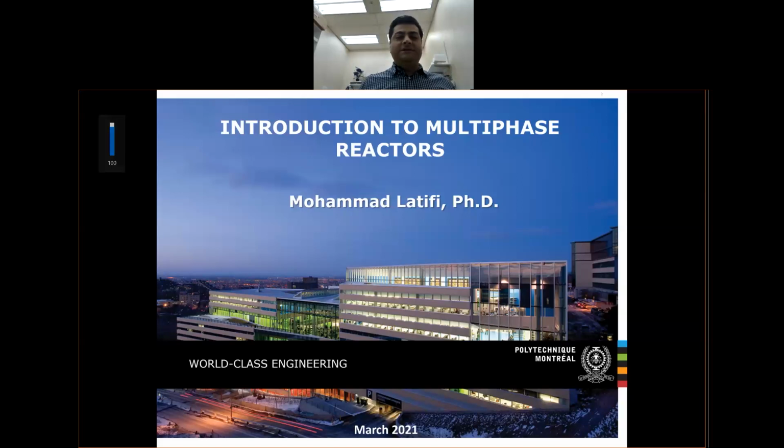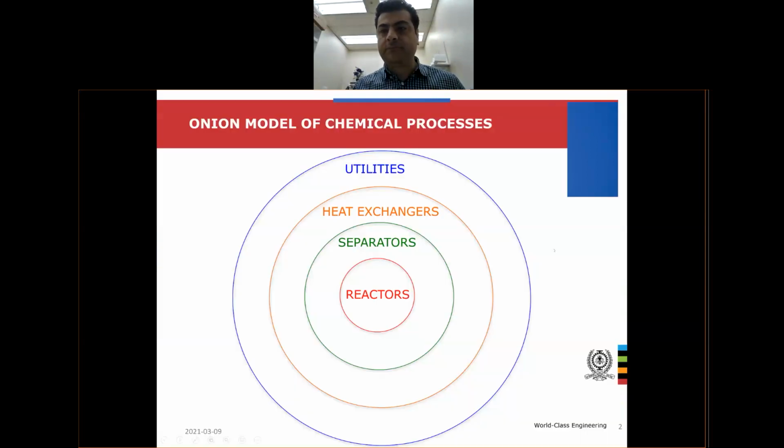Okay, wonderful guys. So as I said, it's about the introduction of multiphase reactors, in particular fluidized bed reactors. In any chemical process, either biomass conversion or refinery, petrochemical, even mineral processing, a unit of operation can be classified based on the onion model. In other words, based on different layers.